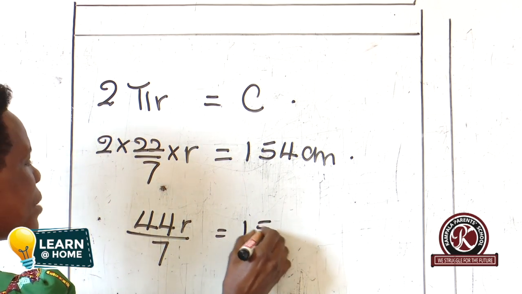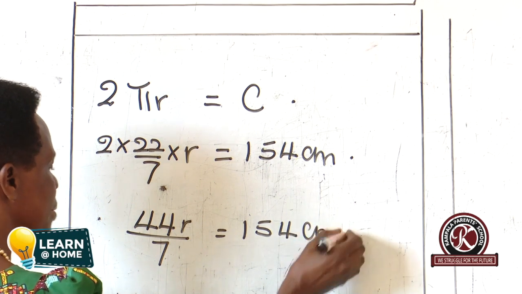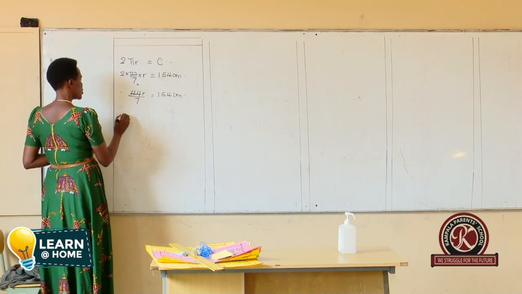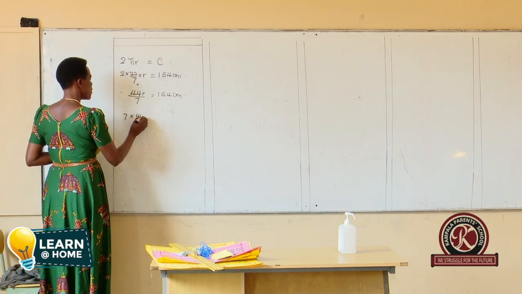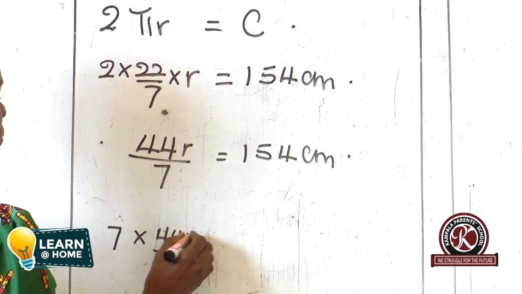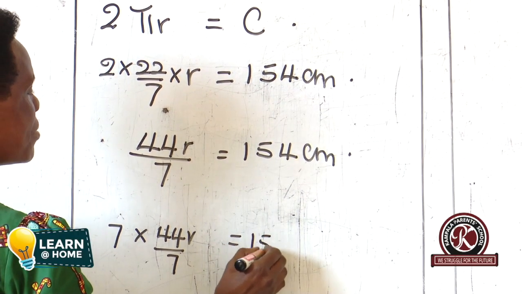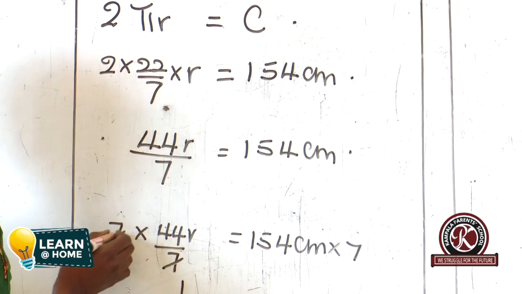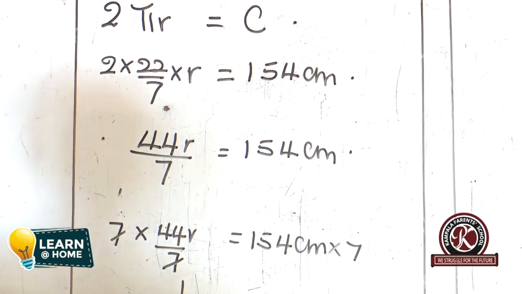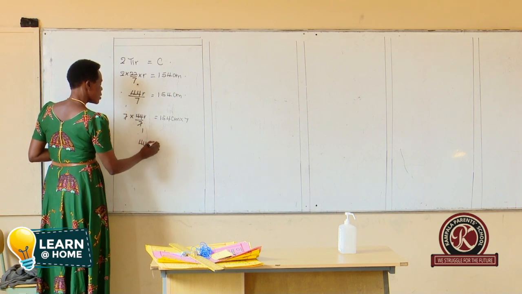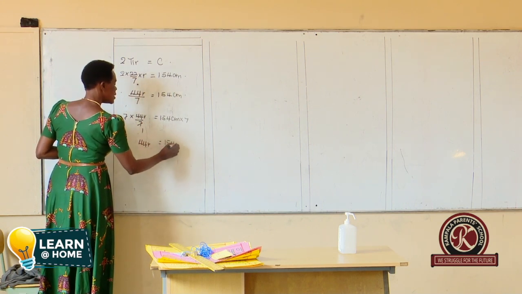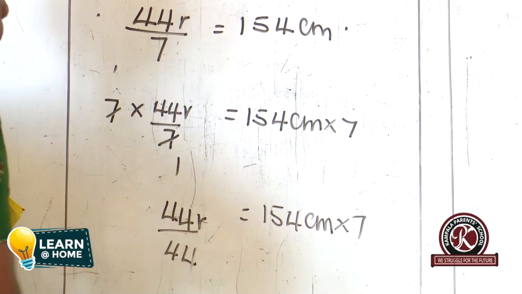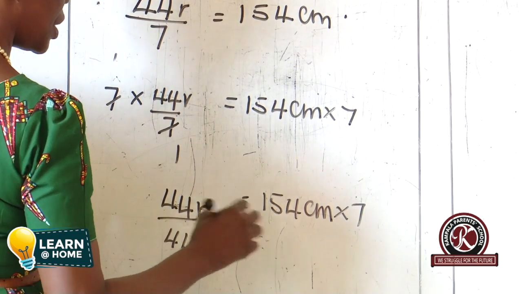We are having 154 centimeters. Let us multiply both sides, Mutesi, by 7. So 7 times 44 out of 7 r will give us 154 centimeters times 7. So we have 44 r is giving us 154 centimeters times 7. Divide both sides by 44.